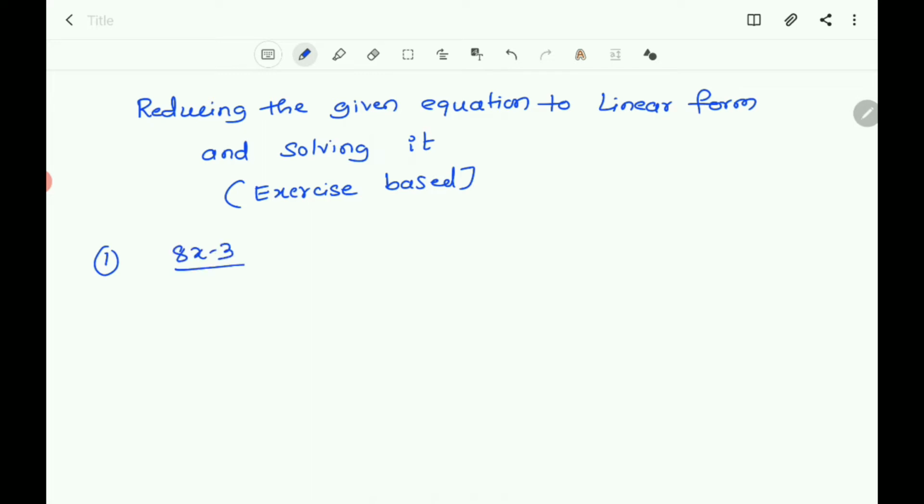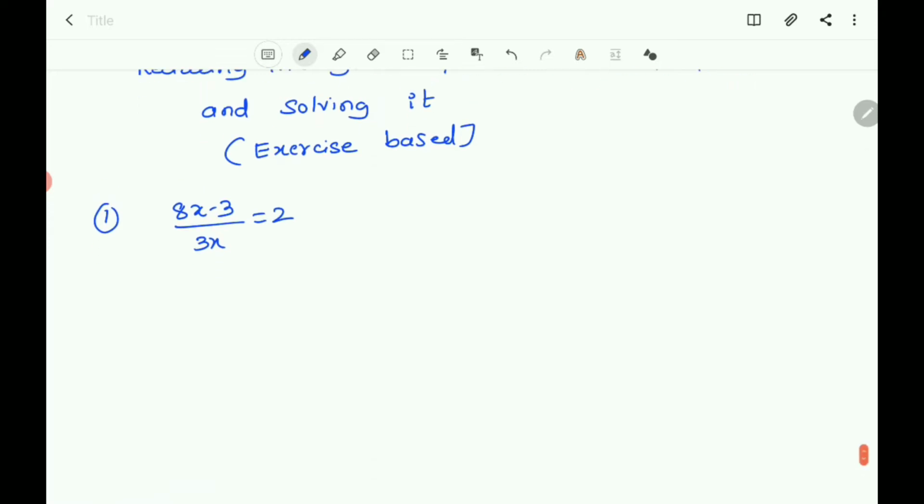(8x minus 3) by 3x is equals to 2. Here in the LHS there is a numerator by denominator form, and both numerator and denominator are having variable. So here we have to cancel 3x. So to cancel 3x we have to multiply both LHS and RHS by 3x. So it becomes 8x minus 3 is equals to 2 into 3x. 2 into 3x is 6x.